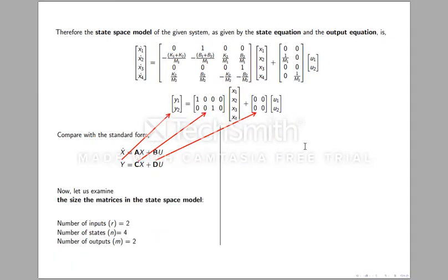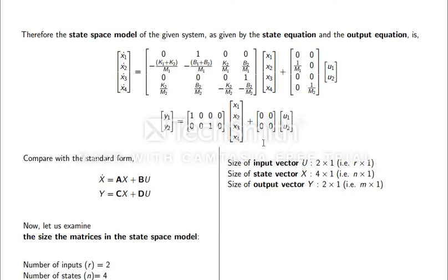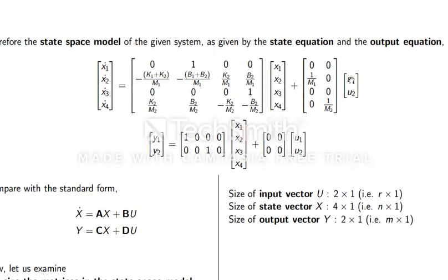Okay, now we'll just take some time to examine the size of these vectors and matrices. We know that the number of inputs is equal to 2, number of state variables is 4, number of outputs is 2. Now if you look at this input vector, U is a 2 cross 1 matrix because there are only 2 inputs. So in general, the number of inputs is represented by R. So R cross 1 will be the size of this input vector.